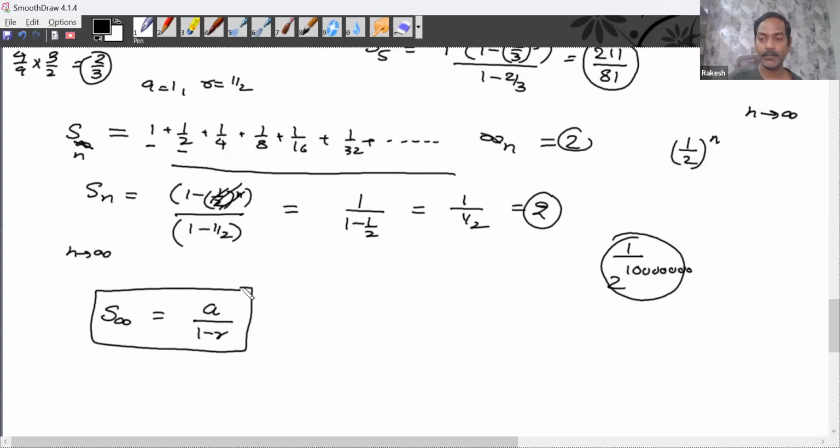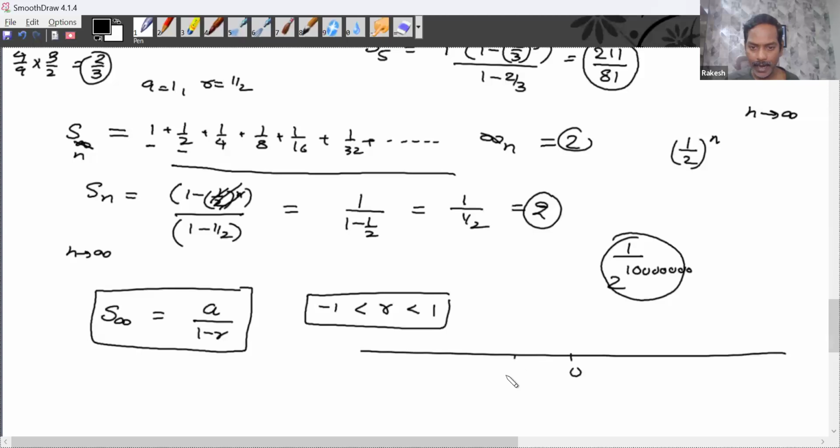But as I said, this formula can never be used everywhere, right? This formula has to be used for specific cases. And that case is that the common ratio has to be less than 1 and greater than minus 1. If the common ratio on a number line lies between minus 1 and 1, only then can we find the sum of infinite terms, which will come as some finite number. For example, 2 is a finite number, right? Otherwise, we will never be using it.